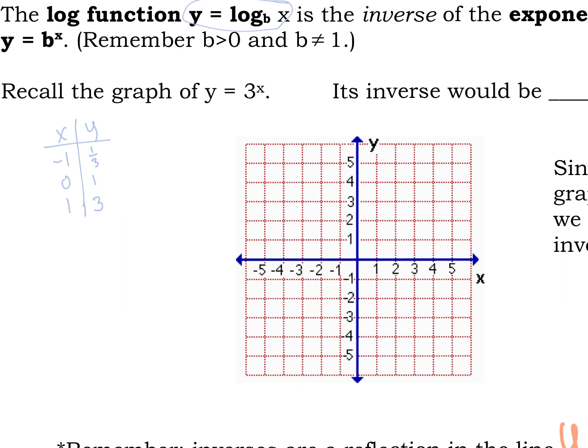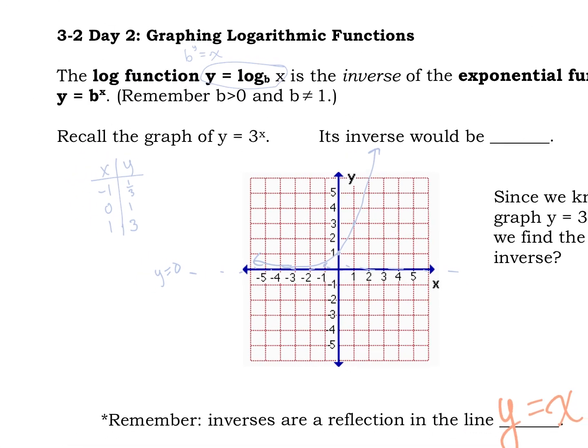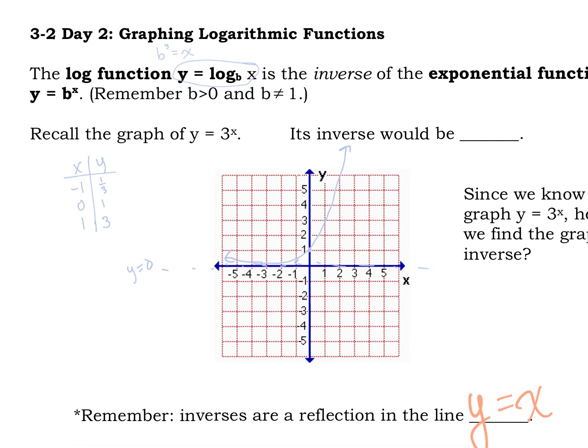So to graph that, we'd be about right there, and there, and there, and we get this curve that looks about like that. And we get this asymptote here at y is equal to 0. So that's what our exponential function looks like. Okay. Questions on that? Hopefully that seems familiar to you.